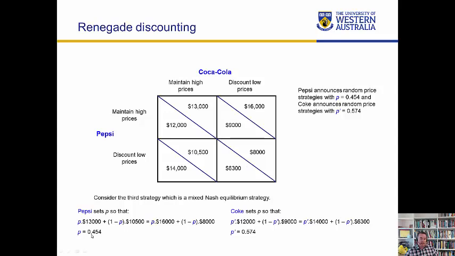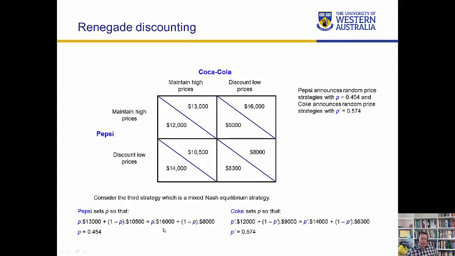So what I've got down here, and this is the final part of this puzzle, are two equations, one for Pepsi and one for Coke. And these equations work out, given these payoffs, the proportion of time that these two companies should spend at high and low prices. So let's have a look at Pepsi's situation here on the left. Coke's decision-making process is here on the right.